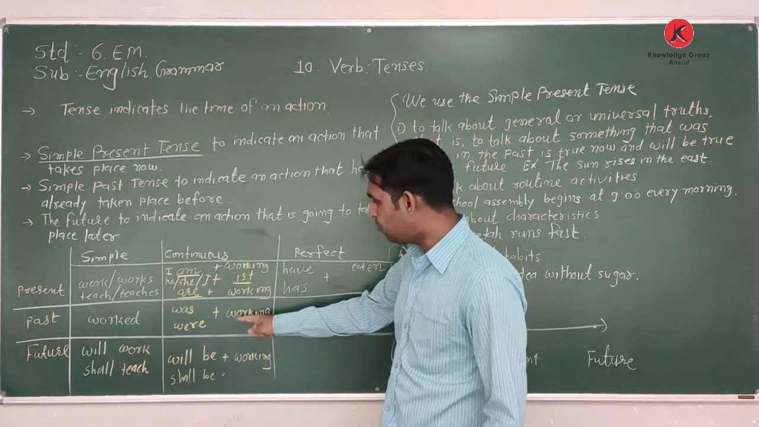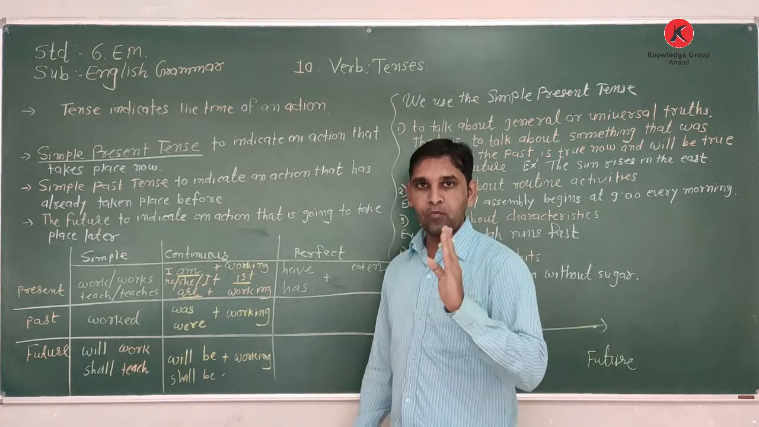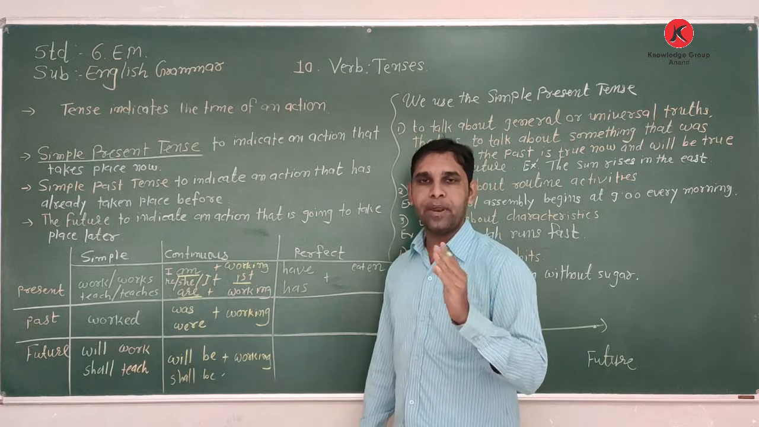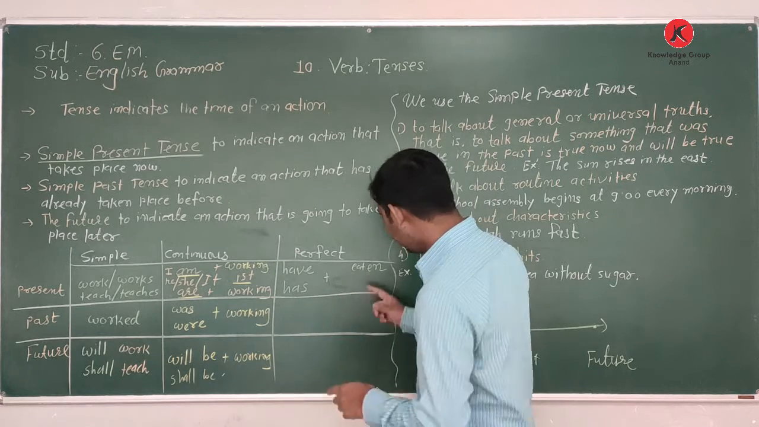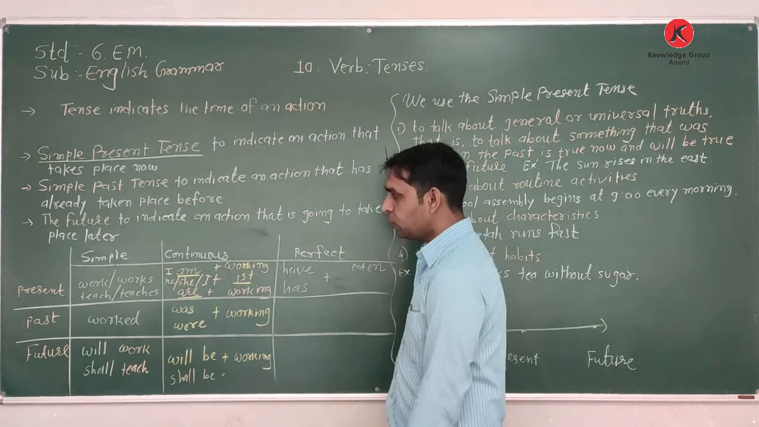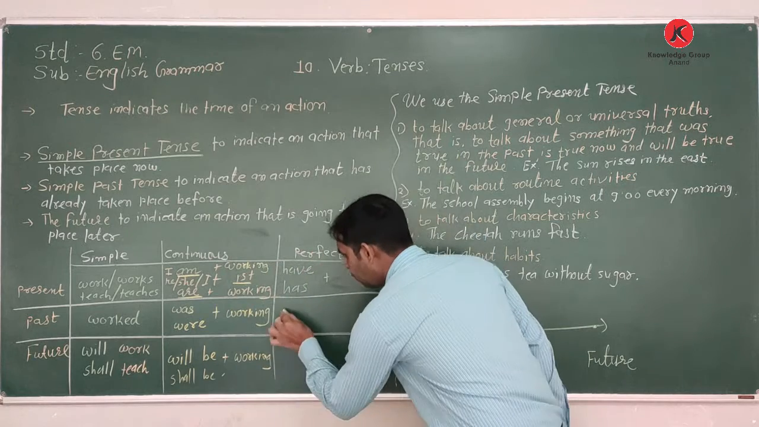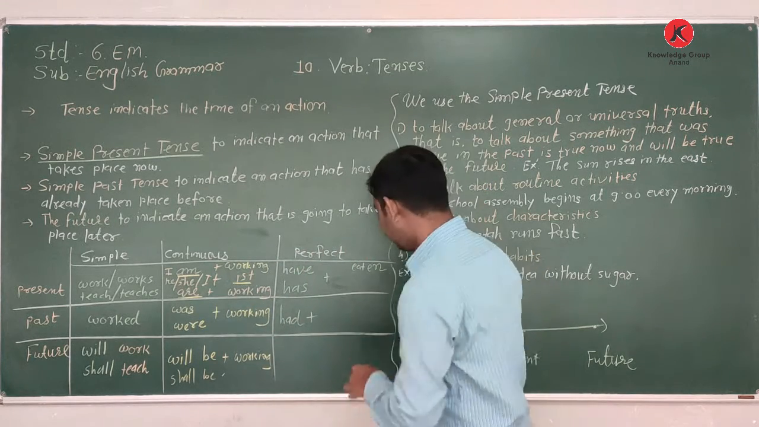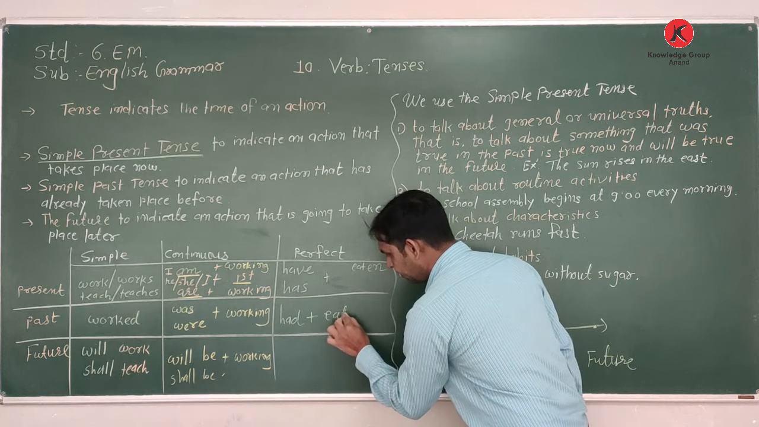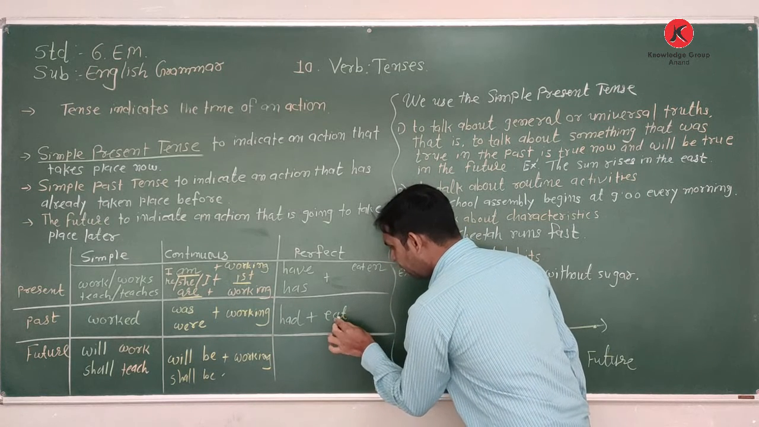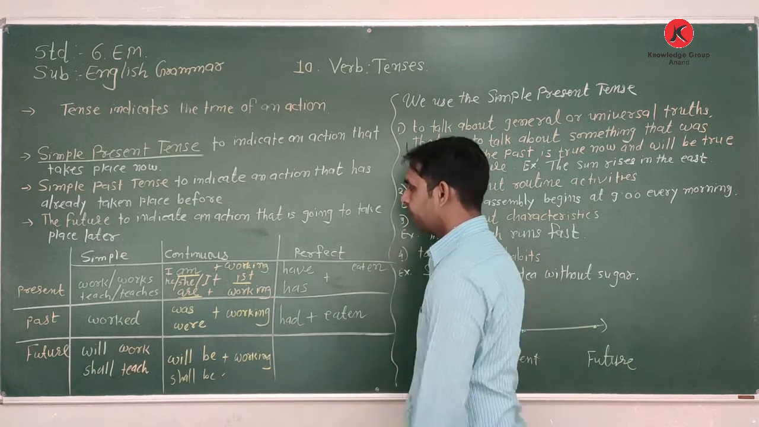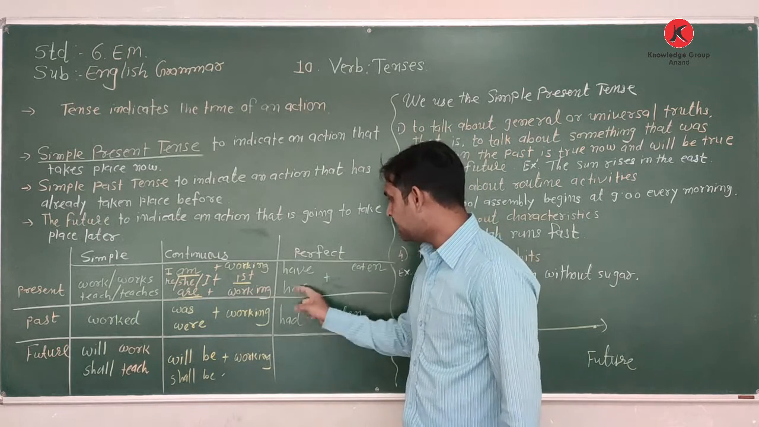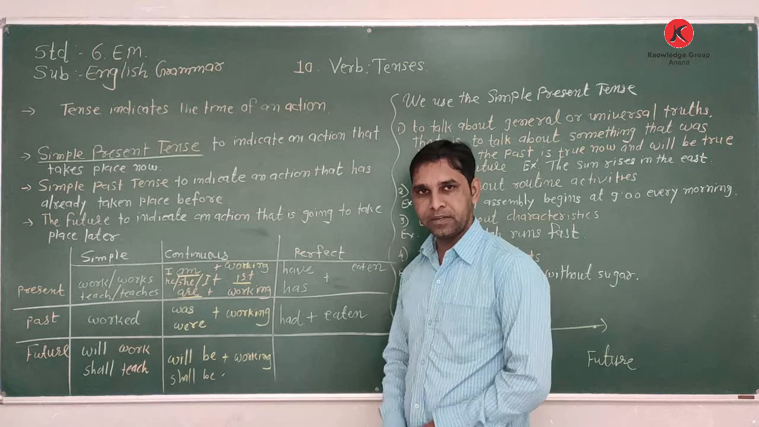If we use work, then work, worked, worked. So the past form and the past participle are both the same. Then we come to the past perfect tense. In the past perfect tense, we use had plus past participle. It is the same form, the past participle, with the present perfect tense and with the past perfect tense.